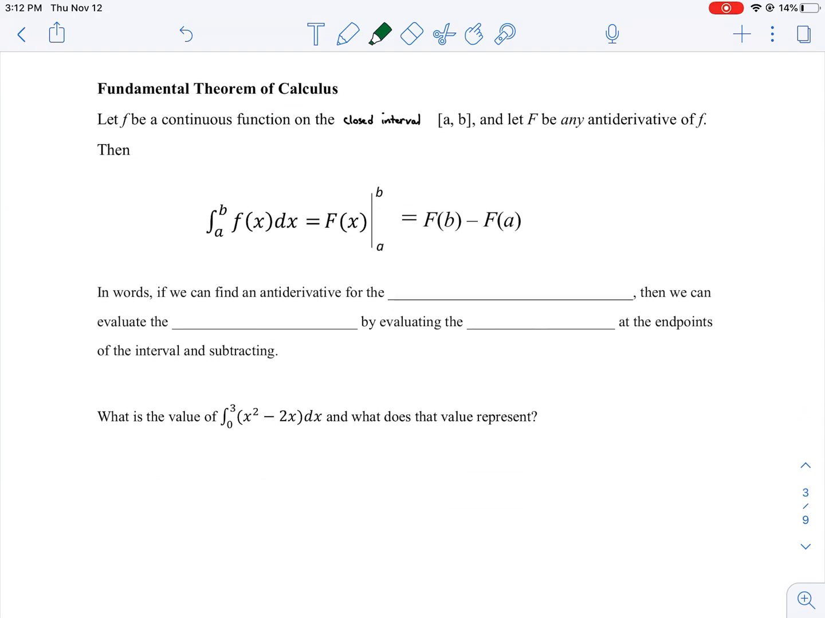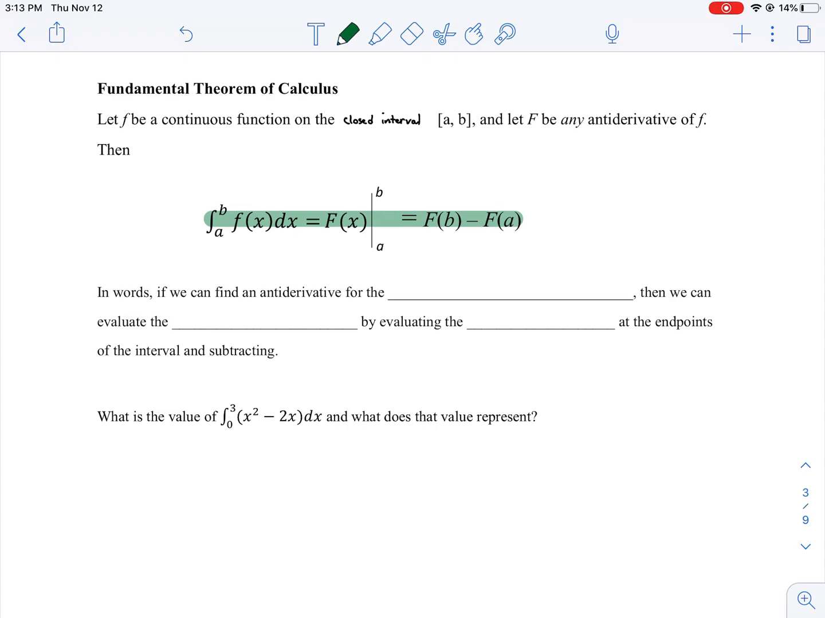Here it is. It says, let lowercase f be a continuous function on the closed interval a to b, and let capital F be any antiderivative of f. Then this statement that I'm going to highlight in green is true.